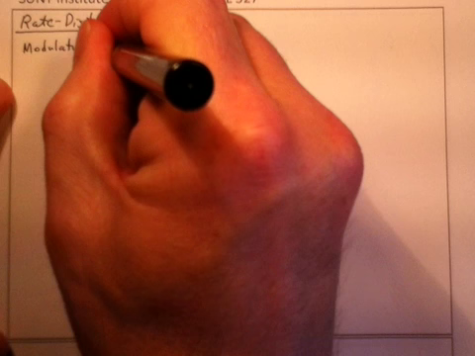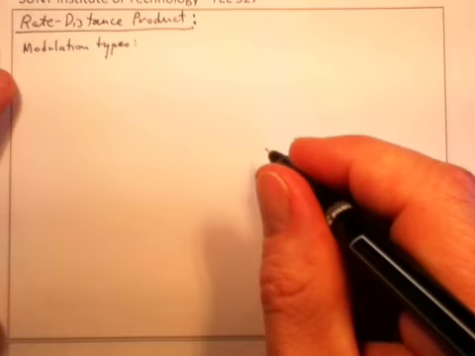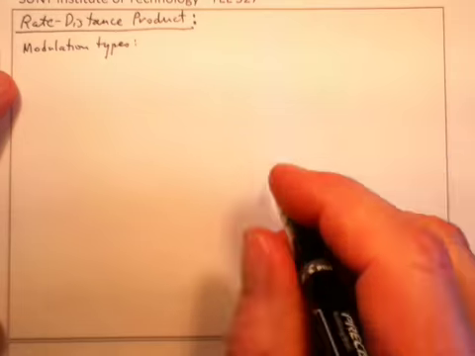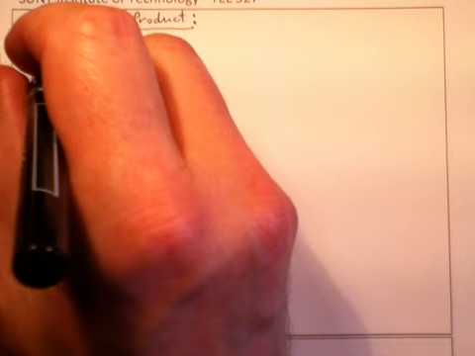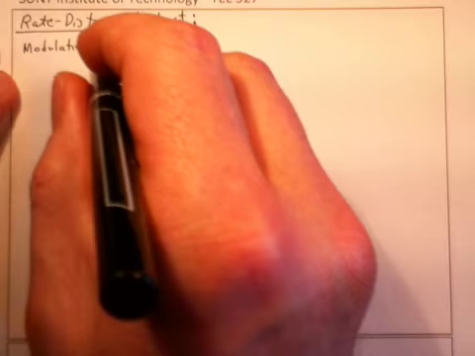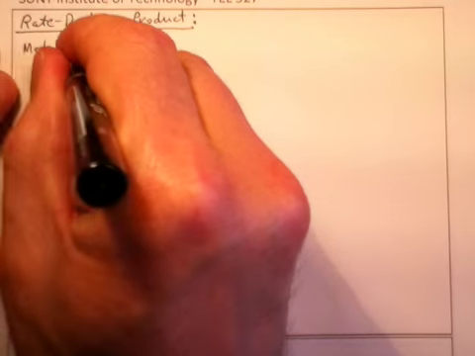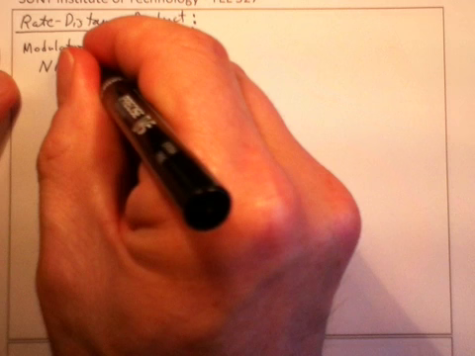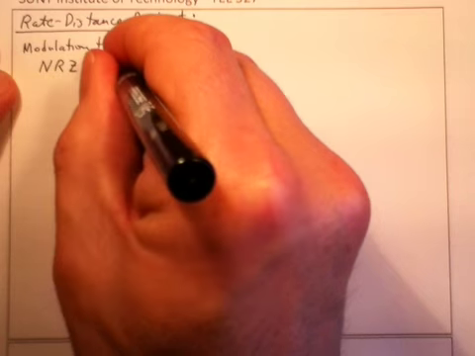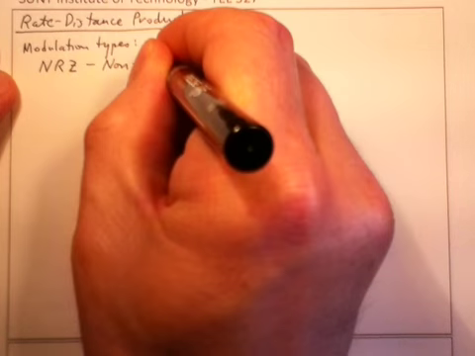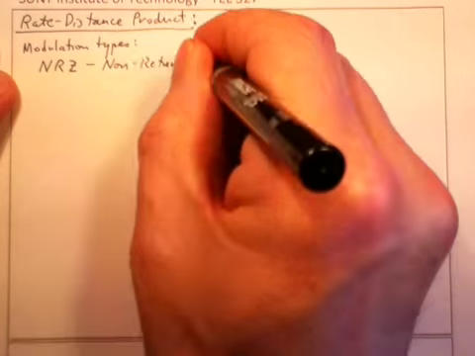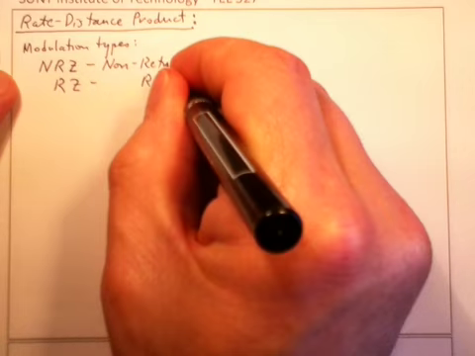We've got two different types of modulation that we'll use in our fiber optic systems. The first one is sort of what we've been working with in our cartoon pictures all along. The first one is NRZ, non-return to zero. And the other one is RZ, which is return to zero.